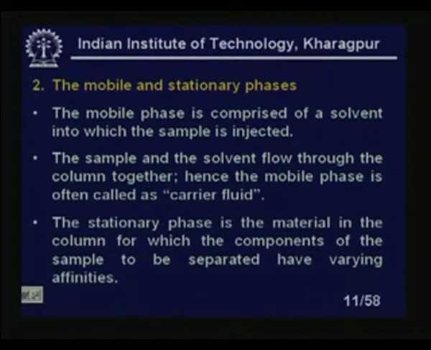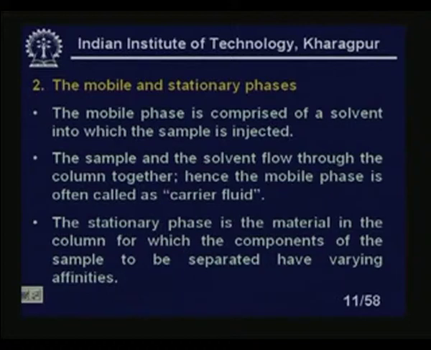The stationary phase is a material in the column for which the components of the sample to be separated have varying affinities, right. So, it should have varying affinities, otherwise you cannot separate. That is the most important thing in chromatography. That is the reason I am explaining the third bullet: the stationary phase is a material in the column for which the components of the sample to be separated have varying affinities.